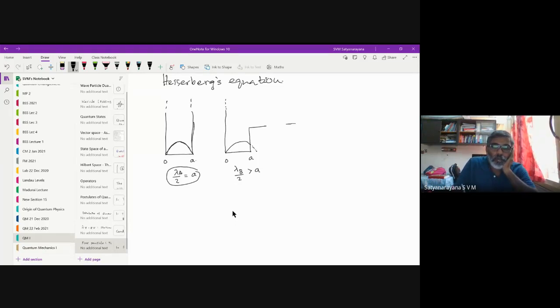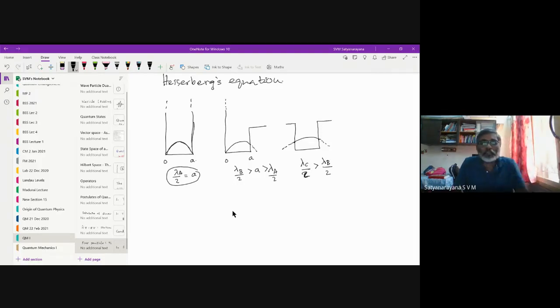So you have a longer wavelength for this kind of a box. And if you are looking at a box like this, then this is going to be kind of the same thing here. And this is going to extend in this direction also. So that is basically greater than lambda A. Now, if you call this lambda C by 2, this is even greater than lambda B by 2. So this much is fine.